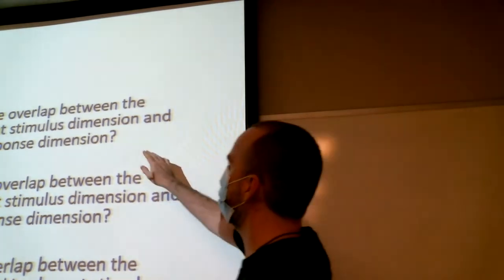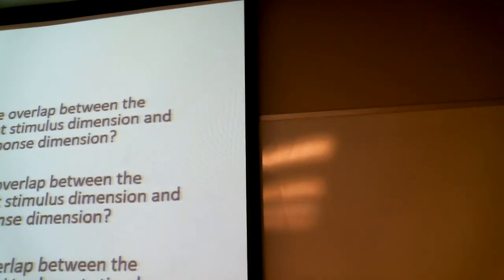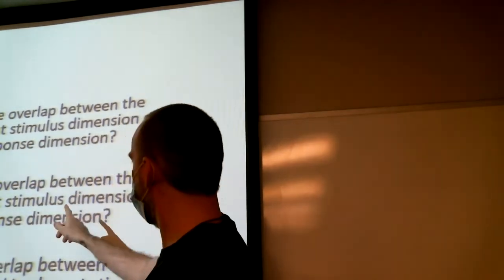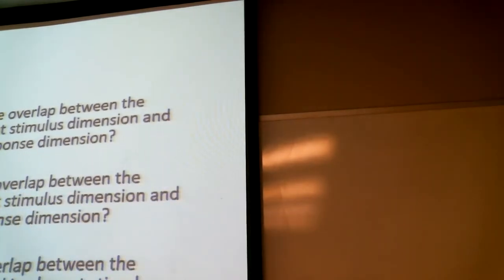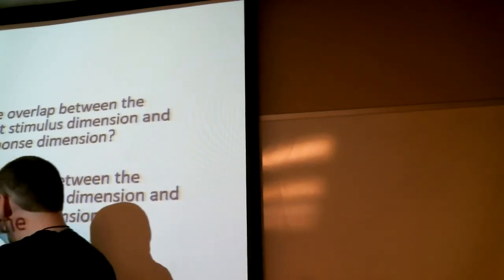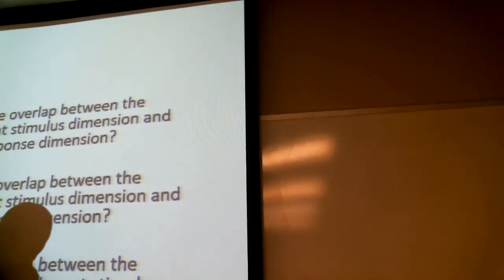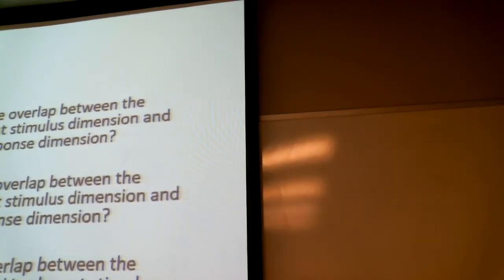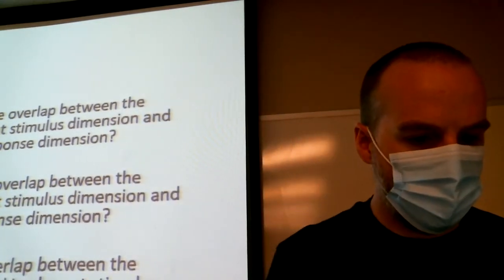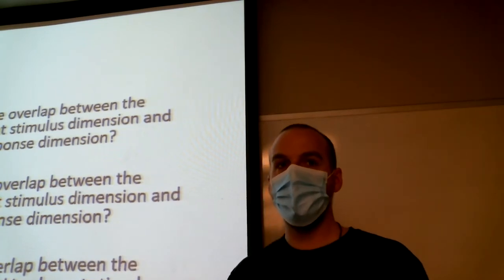So is there overlap between the relevant stimulus and the response dimension? Well, they both involve color. So yes, there is overlap. Is there overlap between the irrelevant stimulus dimension and the response? Well, the irrelevant is color and the response is color. So yes, there's overlap. And is there overlap between the relevant and irrelevant stimulus dimensions? Yes, because they both involve color. So one reason the Stroop task is so hard is because there is overlap between all 3 of these dimensions.